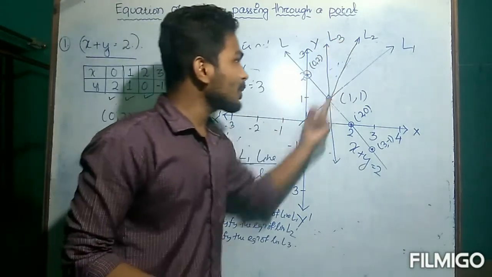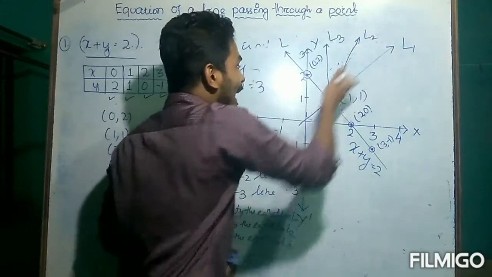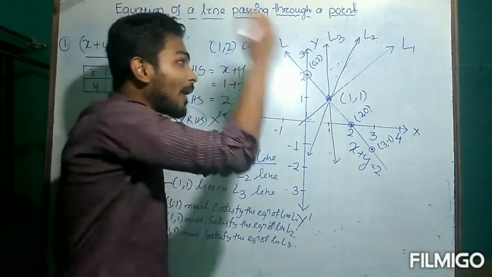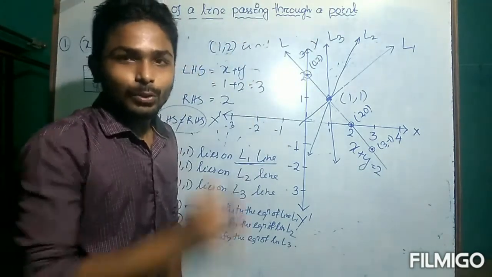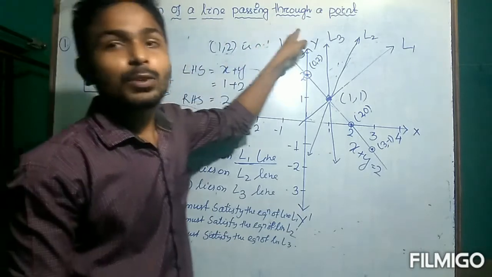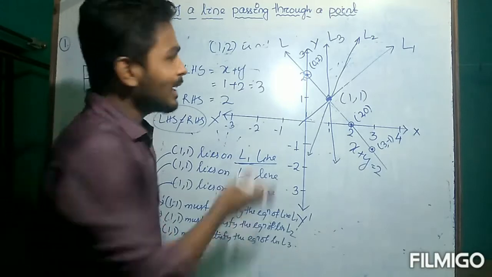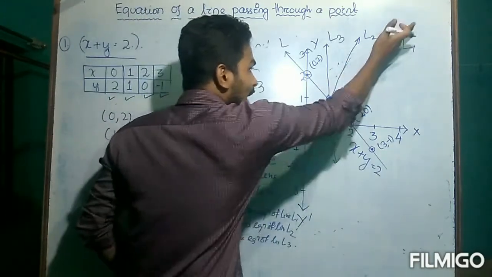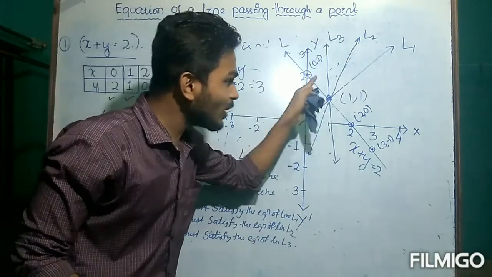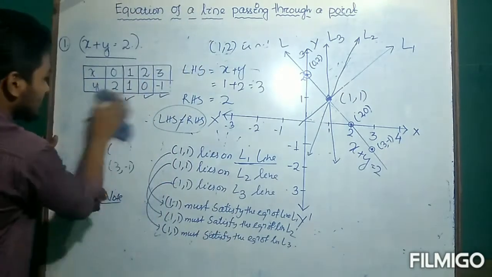But we do not have the equation of L1, L2, L3. We do not know the equation of L1, L2 and L3. Now we have to find those equations. So today's topic is based on the equation of a line passing through a given point. Okay. So today we are going to find the equation of a line like L1, L2 and L3 passing through a given point 1, 1. Okay, so let's find their solutions.